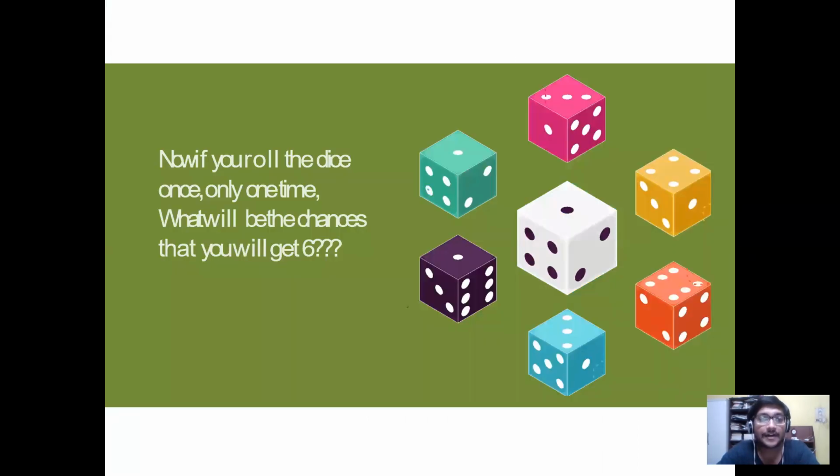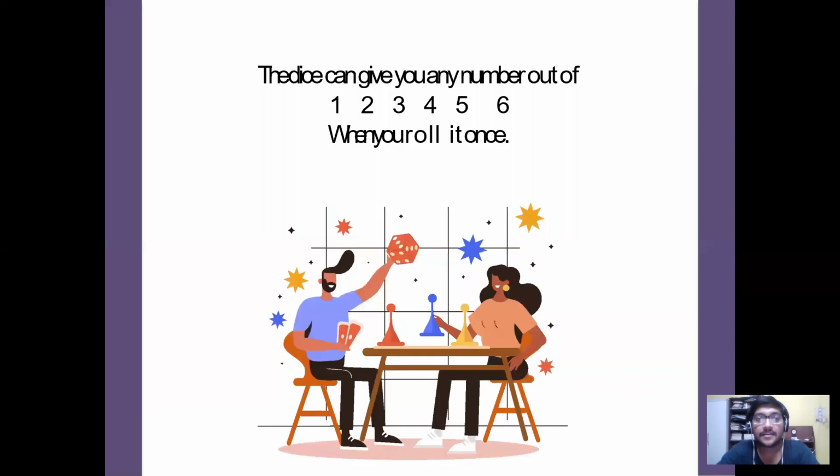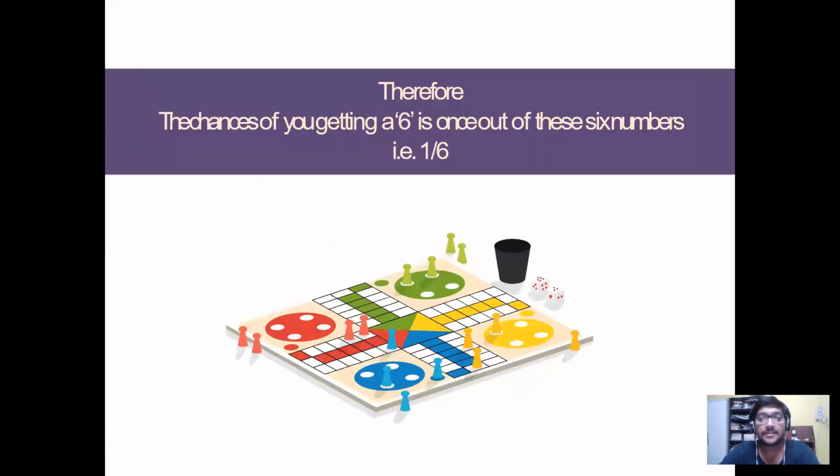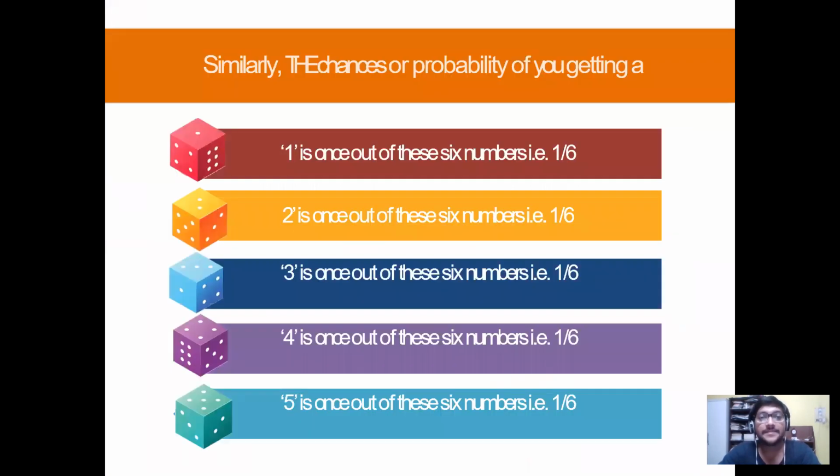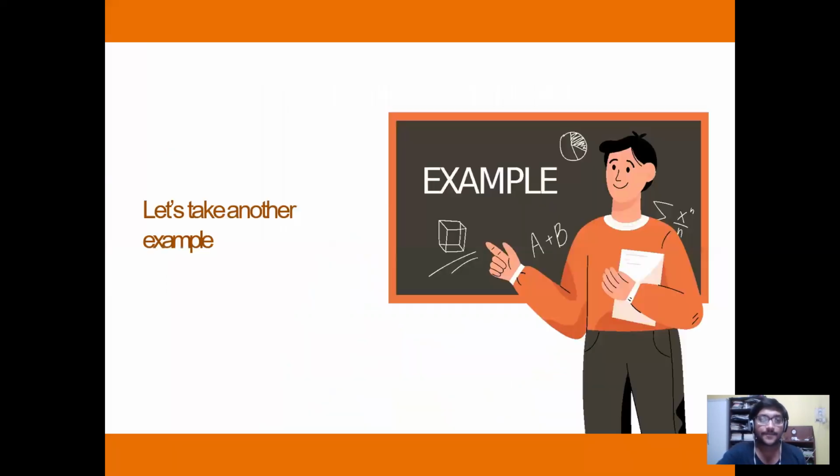Now, if you roll the dice only one time, what will be the chance that you'll get a 6? The dice can give you any number out of 1, 2, 3, 4, 5, and 6 when you roll it once. Therefore, the chance of getting a 6 is 1 out of these 6 numbers. So the probability of getting 6 will be 1 by 6. Similarly, the probability of you getting 1 is 1 by 6, 2 is also 1 by 6, 3 is 1 by 6, and so on and so forth.